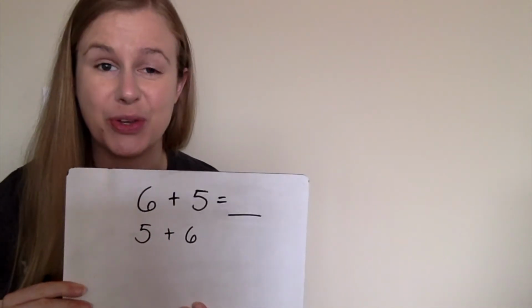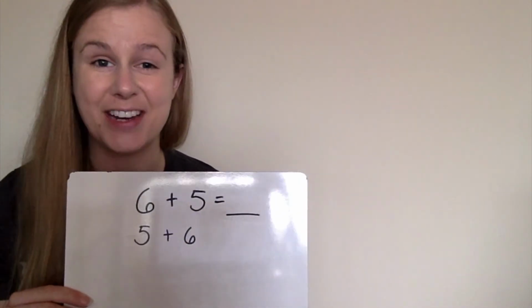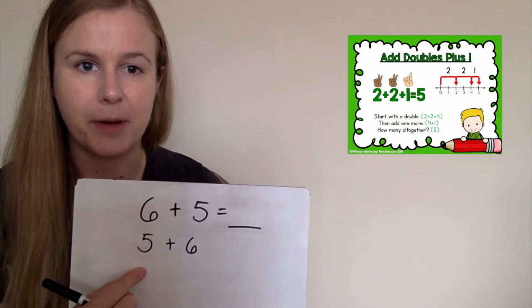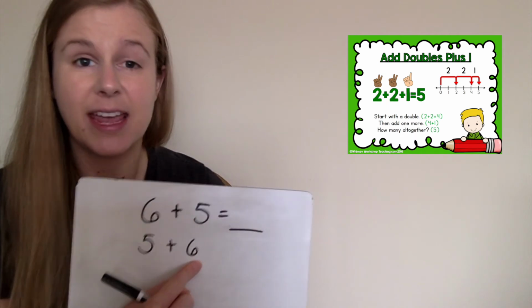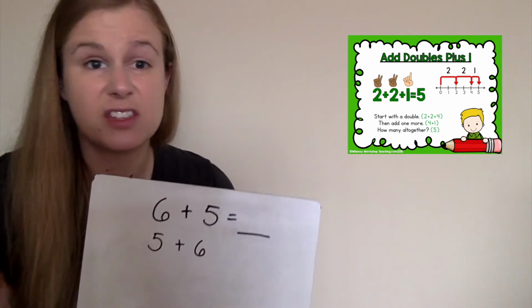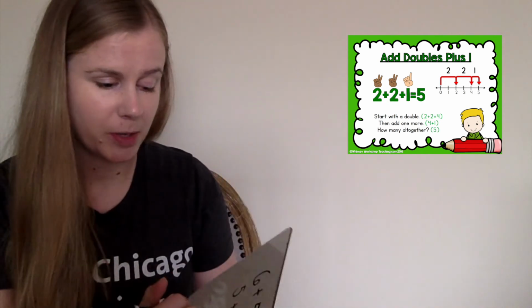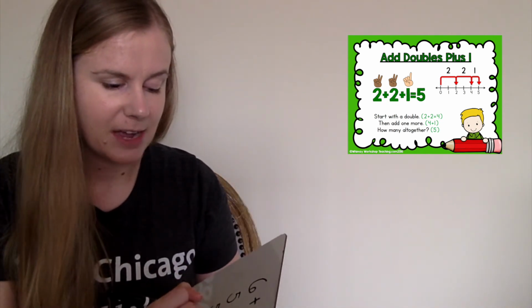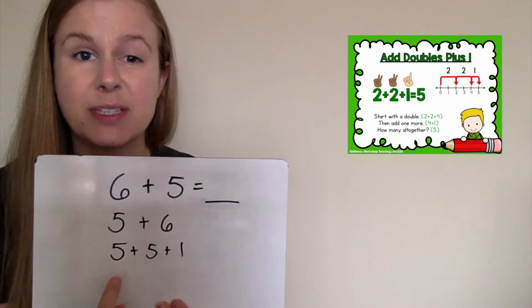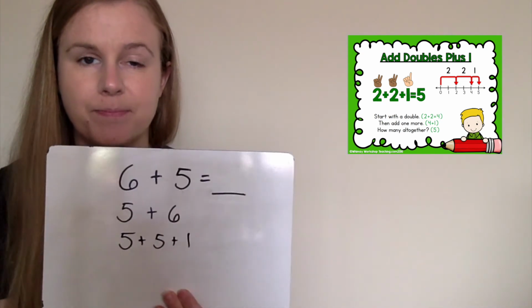Now I can use the strategy doubles plus 1. I start with the smaller number, then I turn this number into the double plus 1. 6 is just 5 plus 1. 5 plus 1 equals 6. So I'm going to bring down 5 and turn the 6 into 5 plus 1. Now it says 5 plus 5 plus 1.